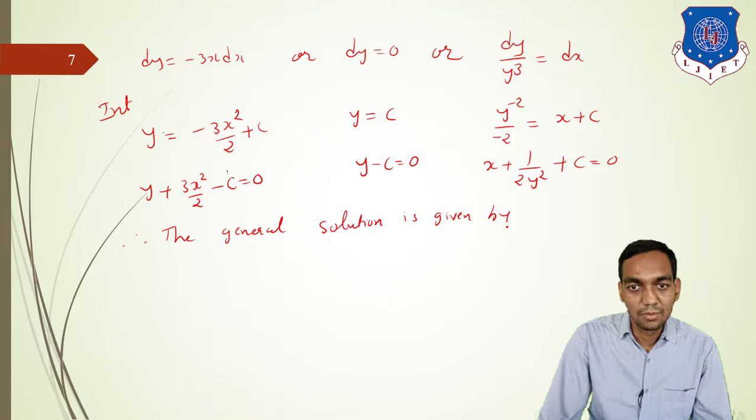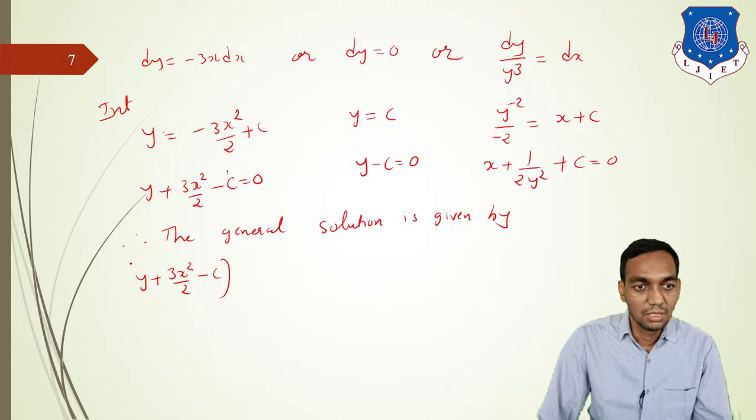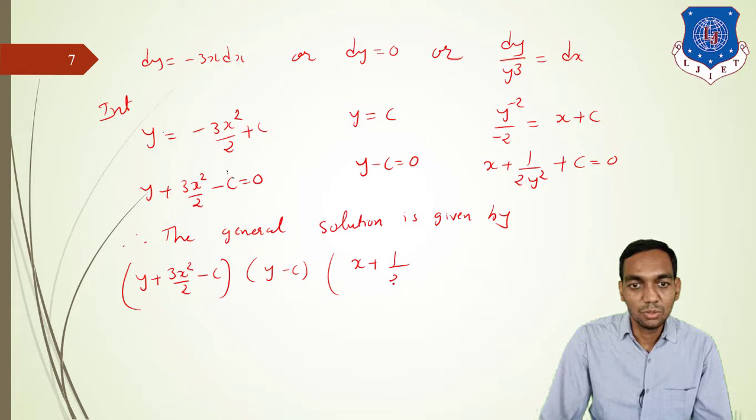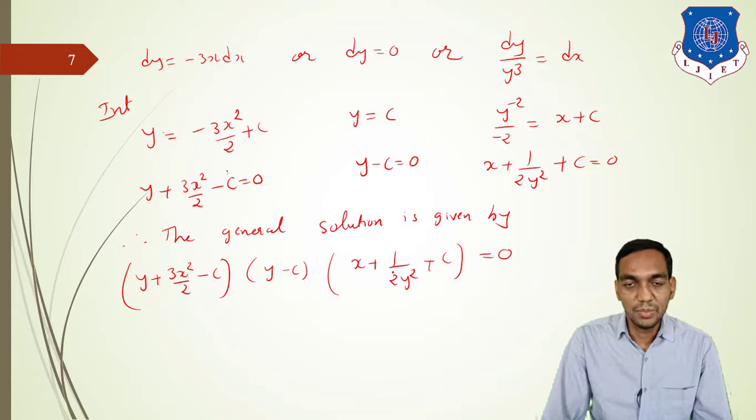y plus 3x square by 2 minus c is equal to 0. Sorry, you have to multiply them. So first solution into second one, that is y minus c, into third one, x plus 1 upon 2y square plus c is equal to 0. So this is the method to solve the equation solvable for p.